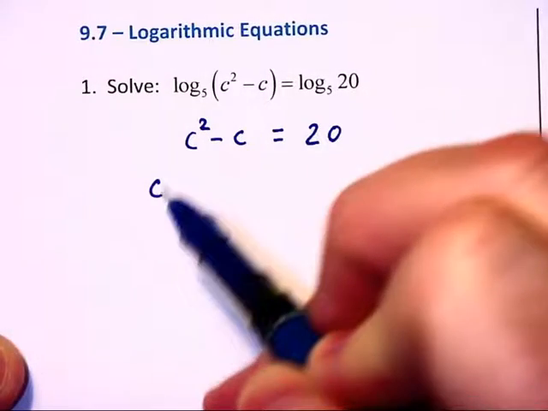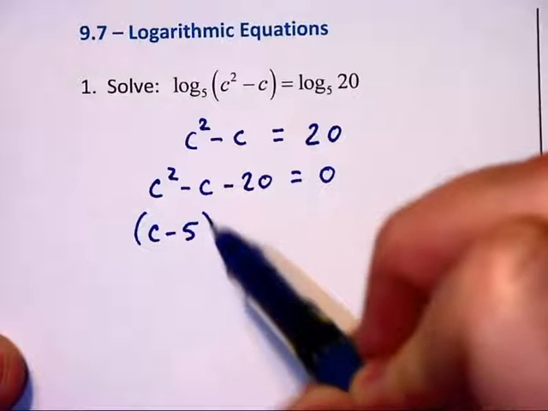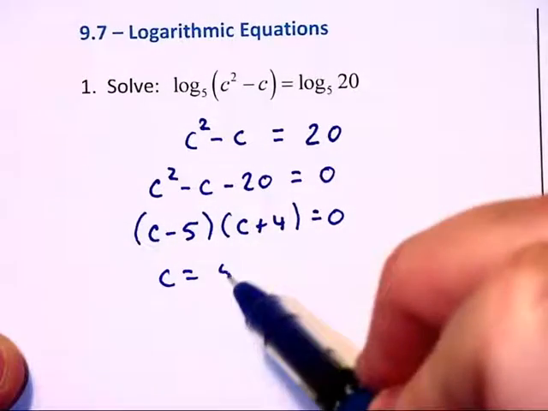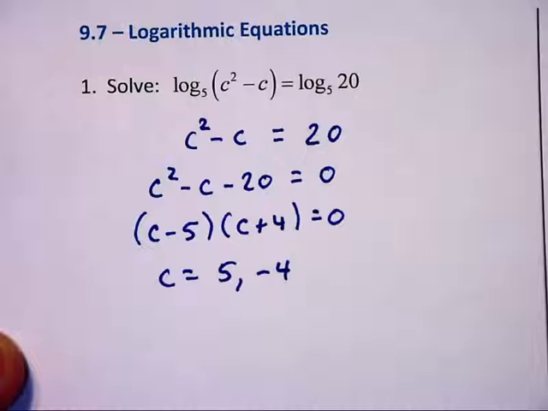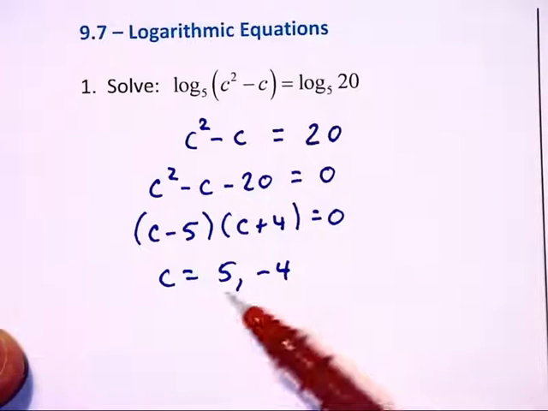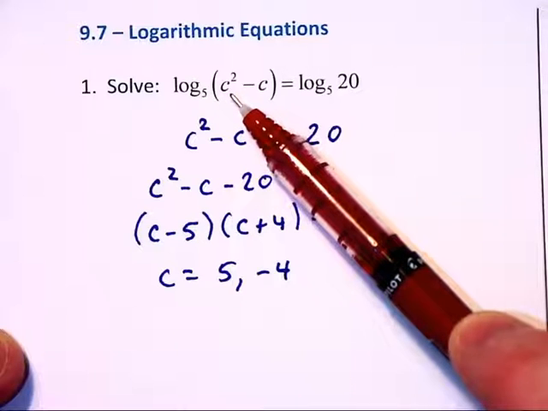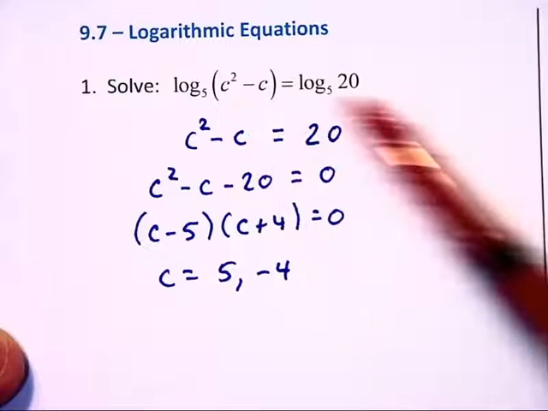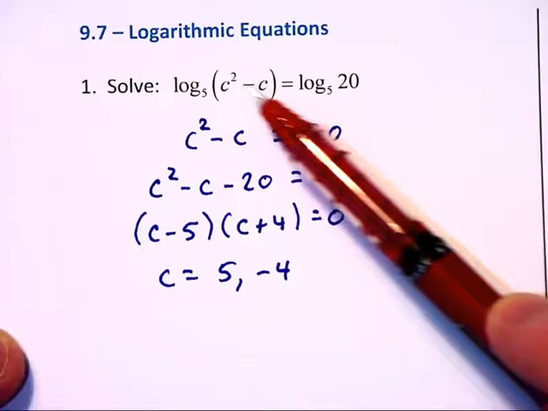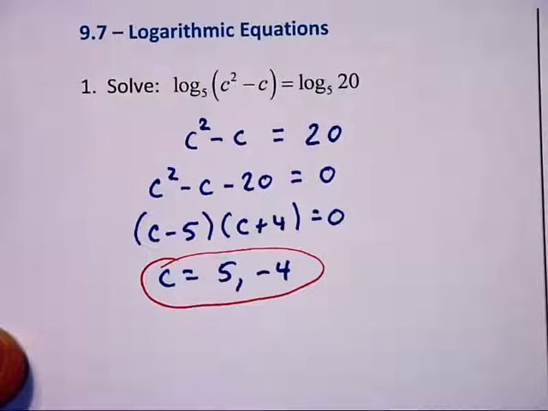Now that I have a quadratic equation, I can set it equal to 0, and then factor and solve this. c minus 5 times c plus 4 is equal to 0, and it appears that c is either 5 or negative 4. Now we do need to check these solutions because we're not allowed to have the log of a negative number, and I need to make sure that when each of these are substituted in, we do not get a negative. When we substitute 5 in, we get 25 minus 5, which is 20, and that's log of 20 equals log of 20, so that works. When we substitute in negative 4, we get 16 minus a negative 4, which is also 20. So in this case, both of these answers do check, and that is our solution set.